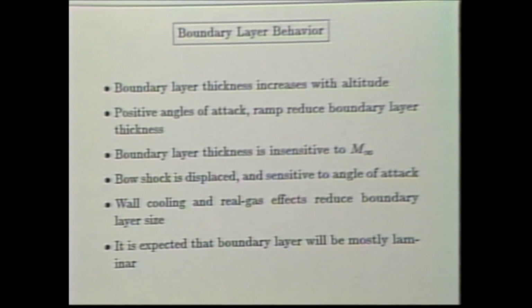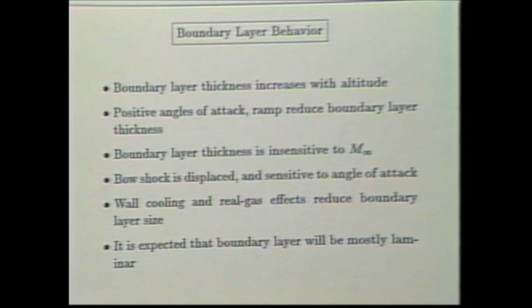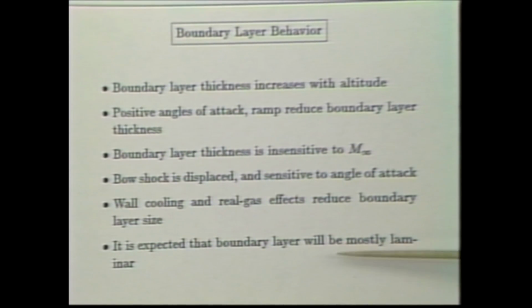Again, it displaces the bow shock. We talked about wall cooling effects. And our final conclusion is that at the high Mach number end, certainly above Mach 15 or so, the boundary layer will be mostly laminar. Below that, we don't really know for sure.